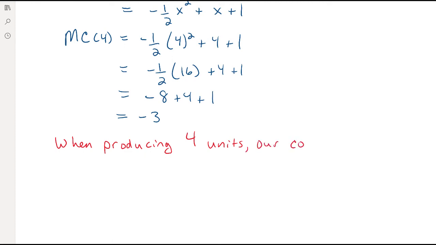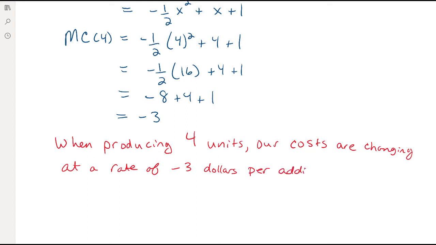our costs are changing. So remember, a derivative is a rate of change. It's an instantaneous rate of change. So how are our costs changing? Well, because our derivative is a negative 3, our costs are changing at a rate of negative 3 dollars per unit, per additional unit produced. Okay?